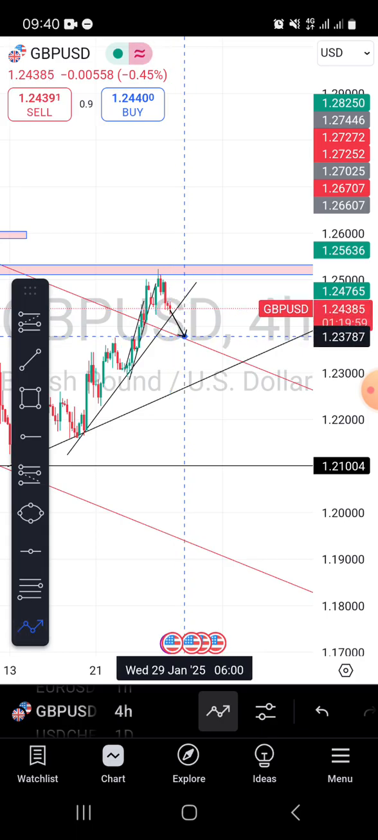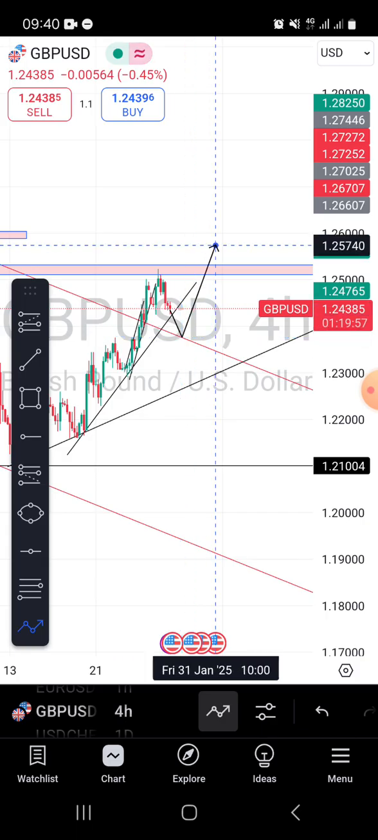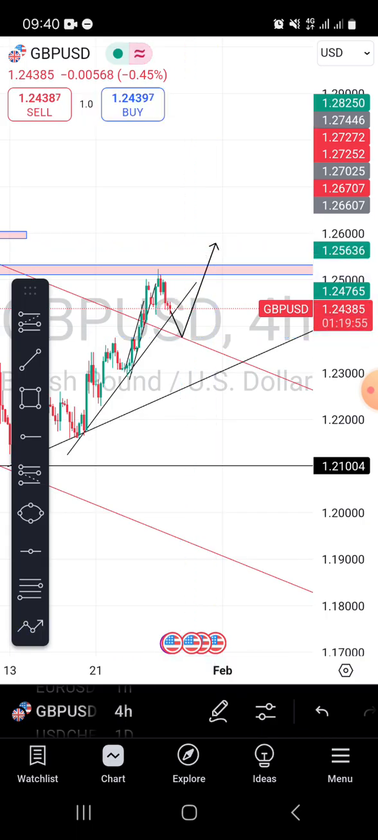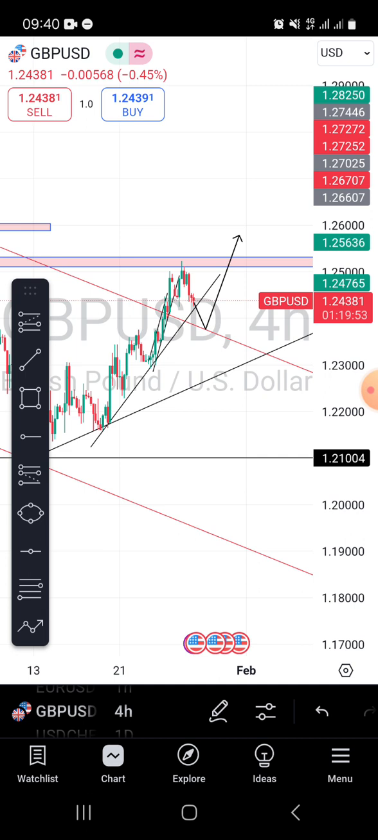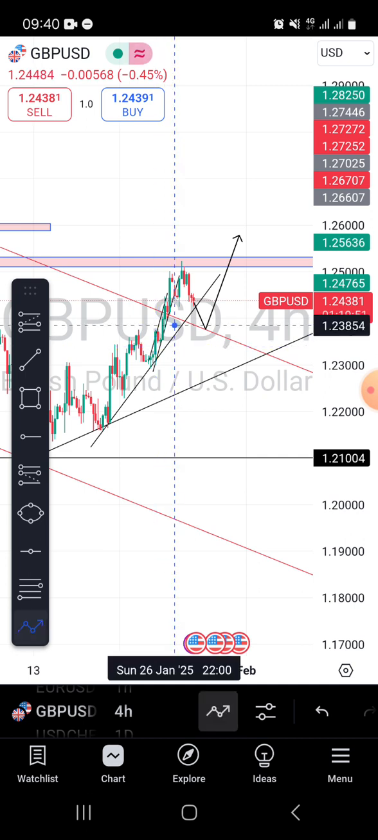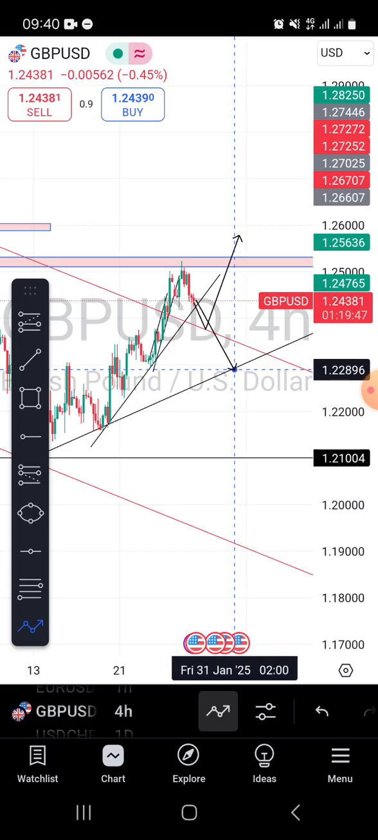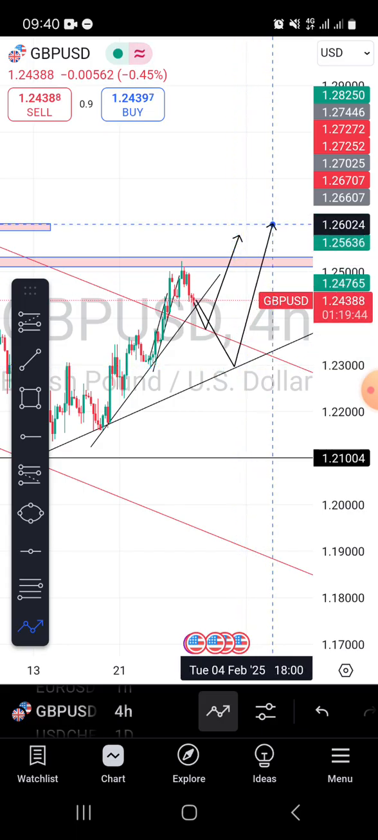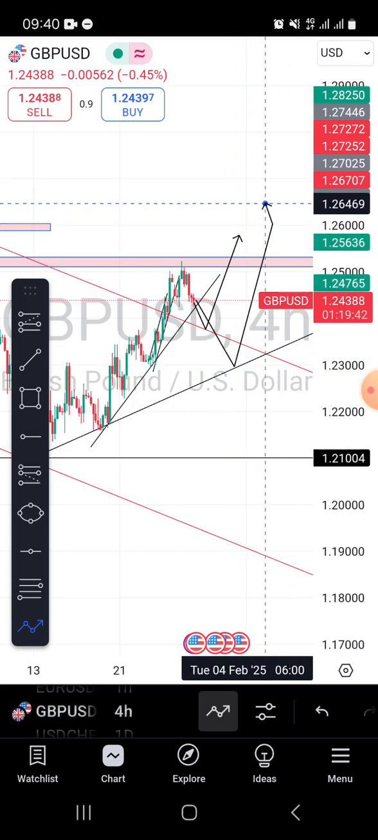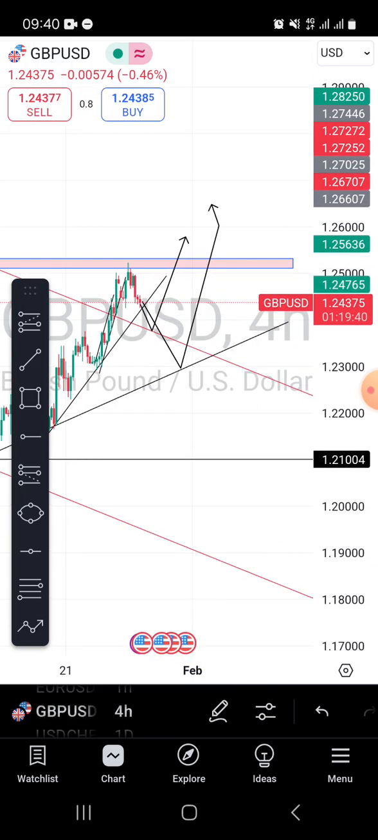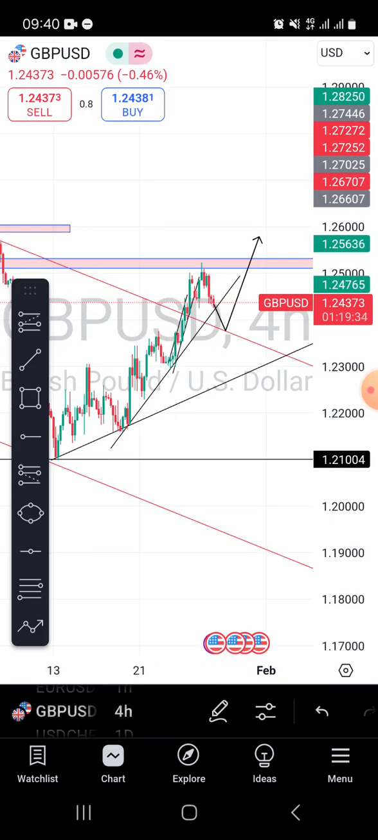It intercepted. So something like this, then push up for GBP/USD. It might not be able to move up to this level. That is what I'm trying to say. Up to this level, it might not really be possible. But anything is possible. But my point of interest is this.